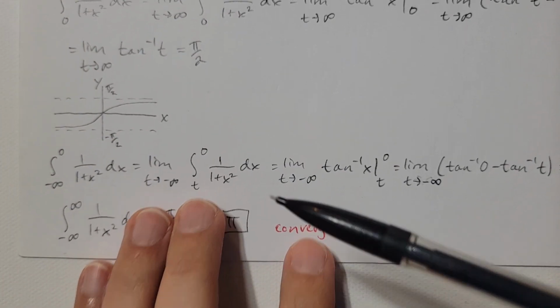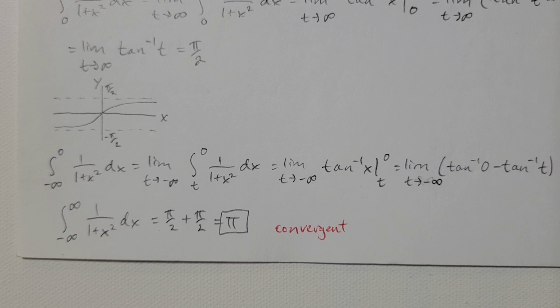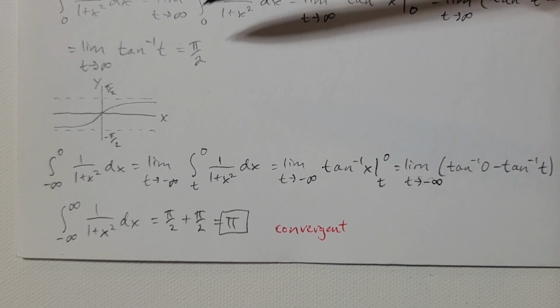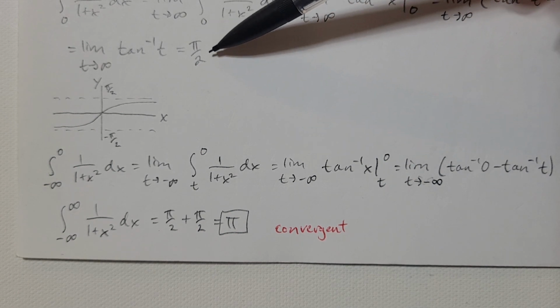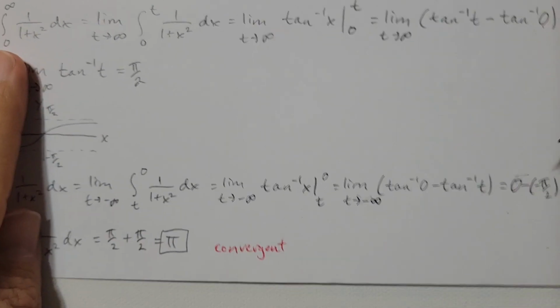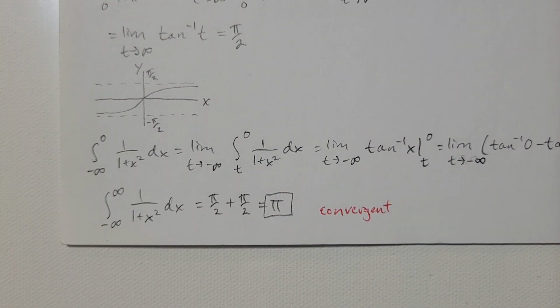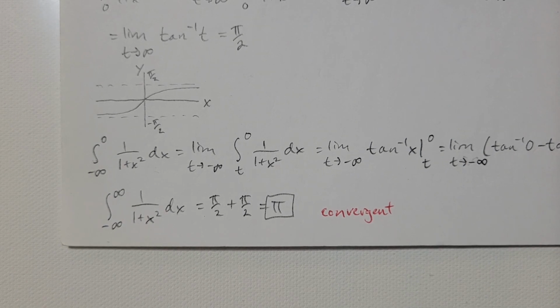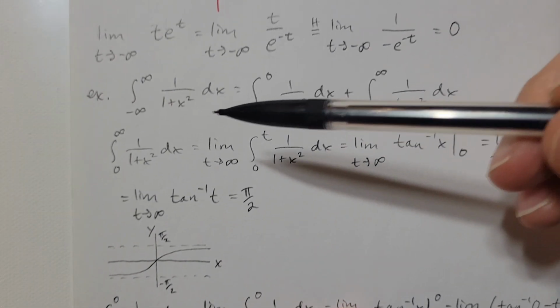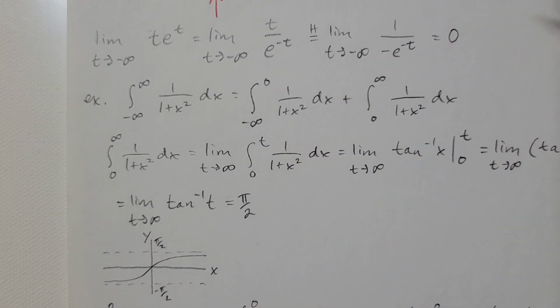And the value then of this integral would be where I take pi over 2 and then plus pi over 2 gives me pi. So pi is the area under the curve on the entire interval, is what we're saying there.